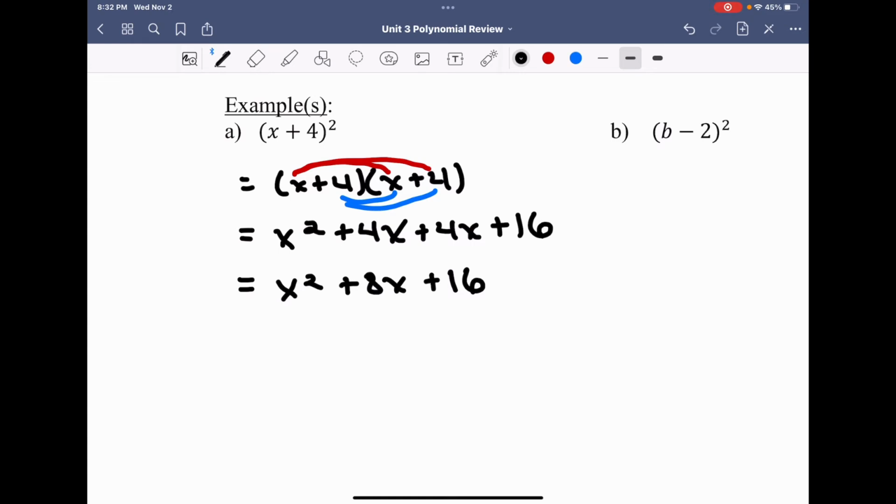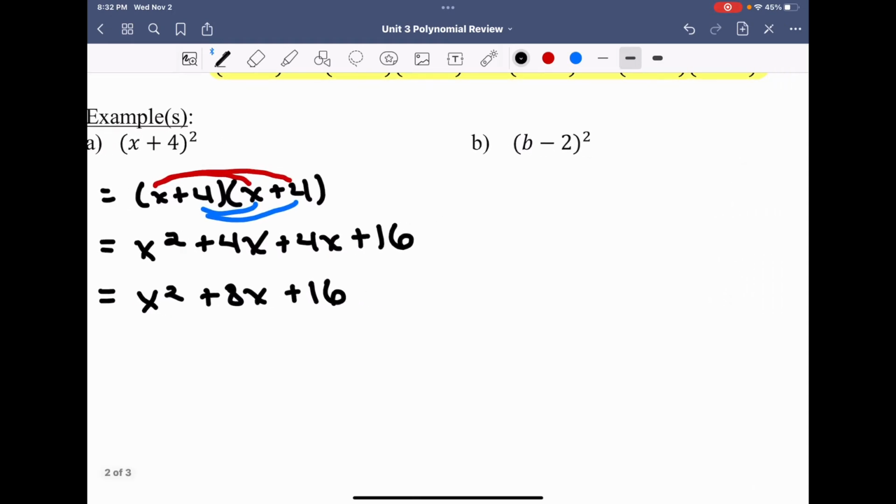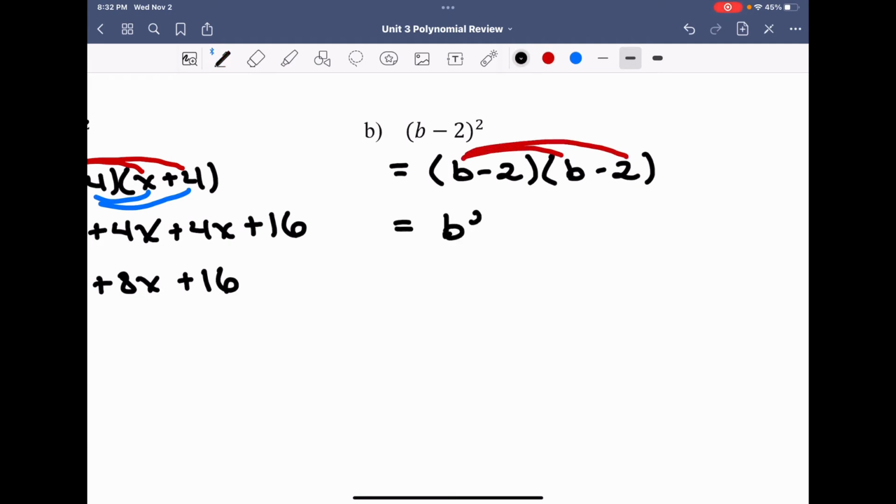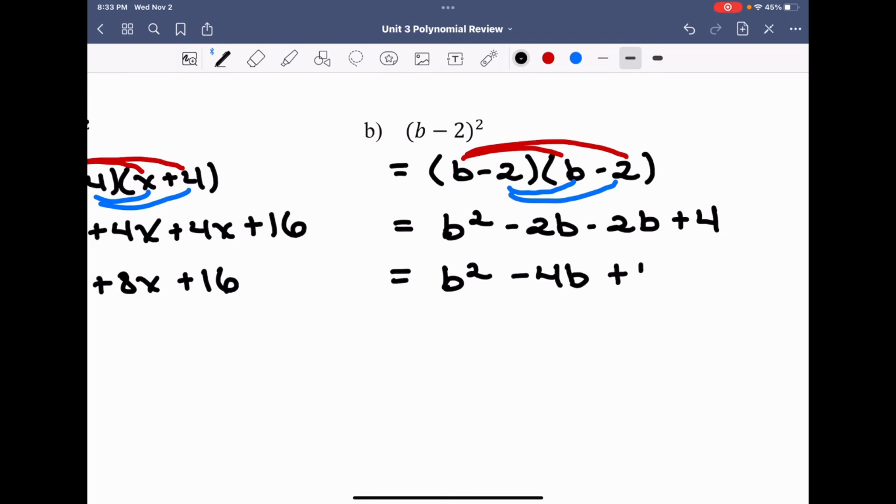It's something with the same factor, meaning it can be one binomial squared. Now I'm going to go over to b minus 2 squared. I'm going to rewrite this as b minus 2 times b minus 2. If I FOIL this, it's b times b, that's b squared, then b times negative 2, that's equal to minus 2b. Now I multiply negative 2 times b, and that is negative 2b. Negative 2 times negative 2 is positive 4. I collect the like terms in the middle, and this becomes b squared minus 4b plus 4.